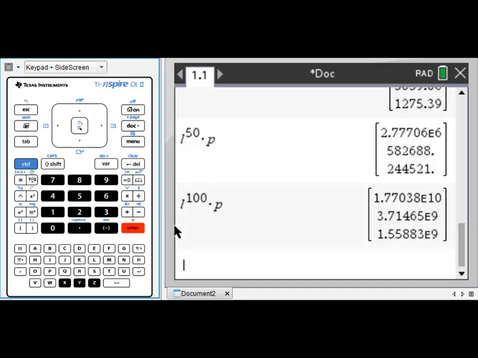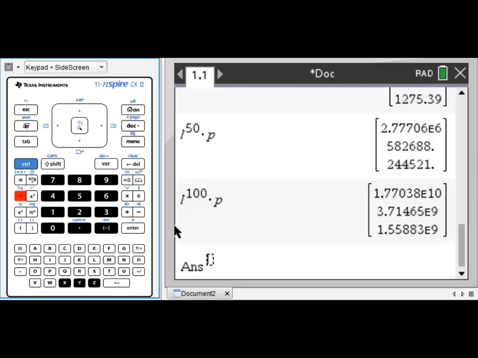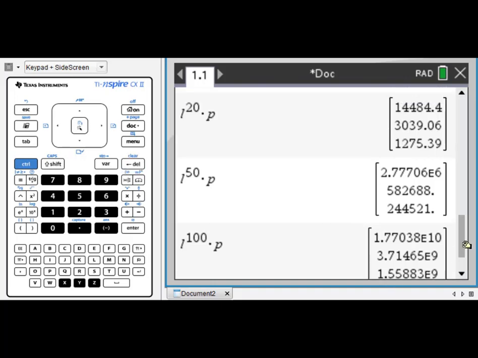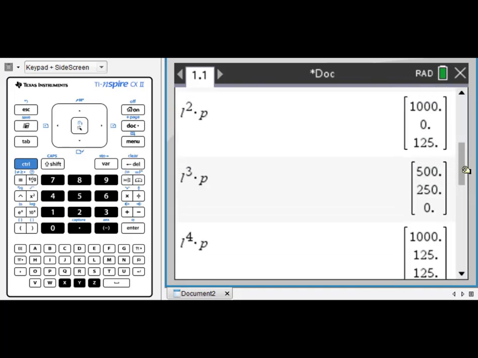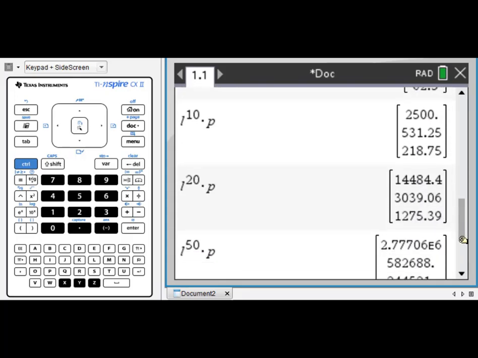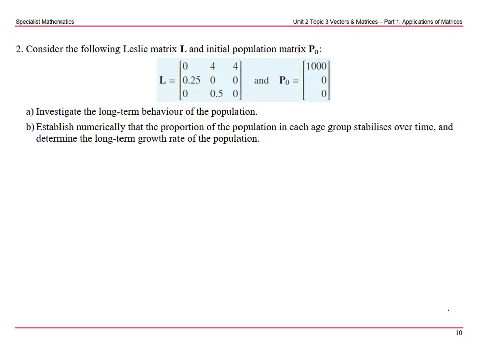Okay, so our population increases without bound. As we can see by looking at our investigation, we can scroll back and have a look, our population is increasing without bound. So our calculator investigation uncovered that our population increases without bound.